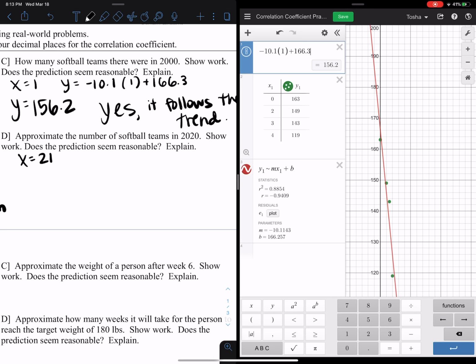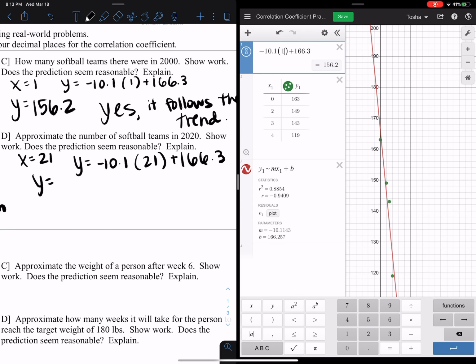It's been 21 years, right? Including 1999. So we have 21 years, and that's what our x is. So we have y equals negative 10.1 times 21 plus 166.3. And that's going to tell us how many baseball teams this data predicts there will be this year.